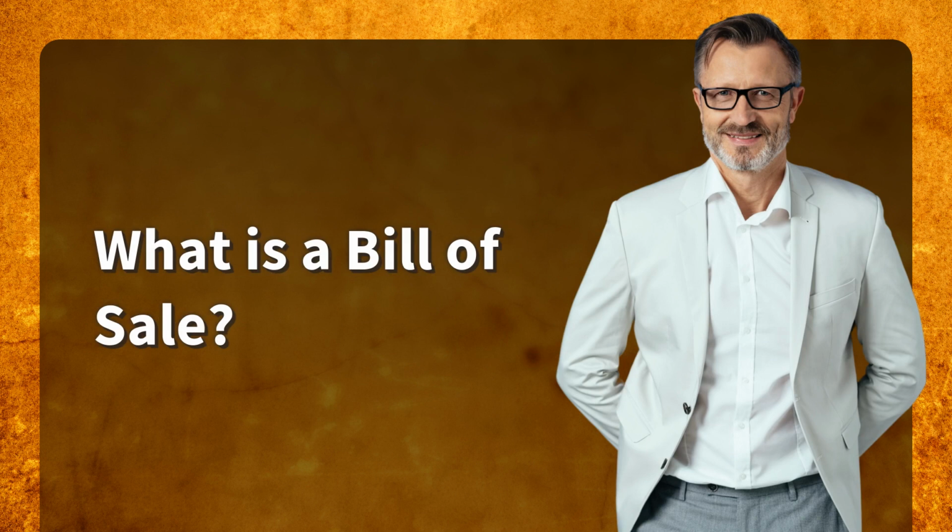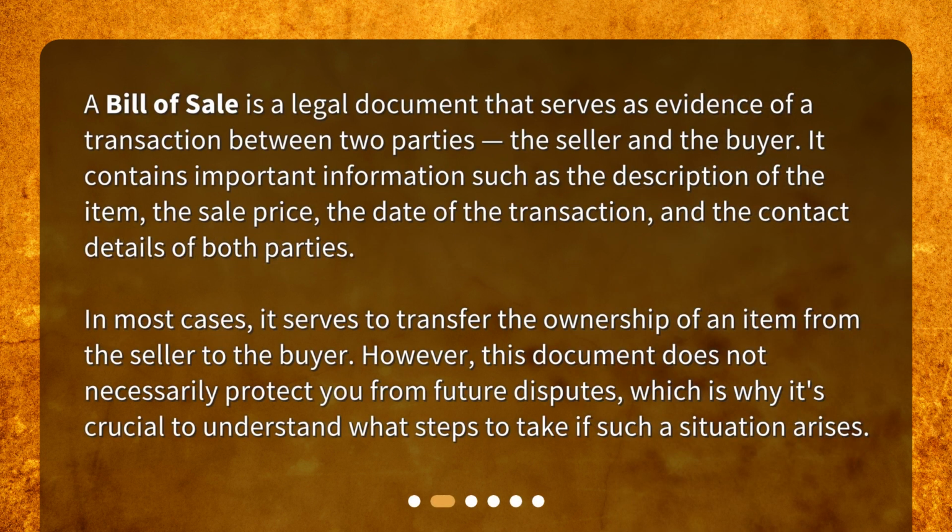What is a bill of sale? A bill of sale is a legal document that serves as evidence of a transaction between two parties, the seller and the buyer. It contains important information such as the description of the item, the sale price, the date of the transaction, and the contact details of both parties. In most cases, it serves to transfer the ownership of an item from the seller to the buyer. However, this document does not necessarily protect you from future disputes, which is why it's crucial to understand what steps to take if such a situation arises.